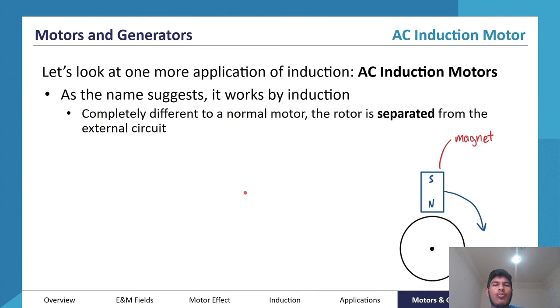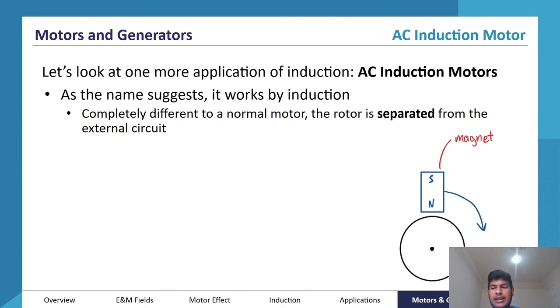So let's look at one more application of induction, and that's AC induction motors. Remember we talked about slip ring AC motors. This is another type of AC motor, but these are way more efficient and way more commonly used in large-scale machinery. As the name suggests, it works by induction. It's completely different to a normal motor, because the rotor is separated from the external circuit.